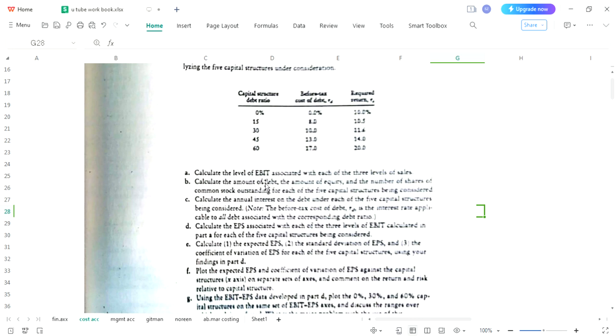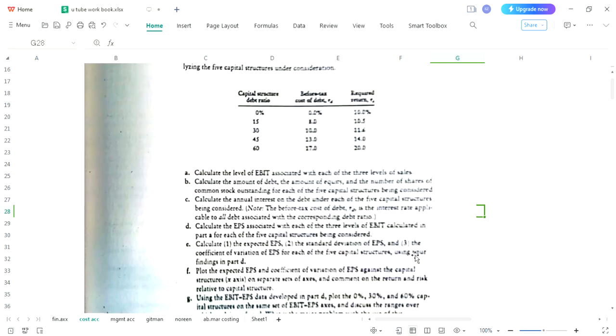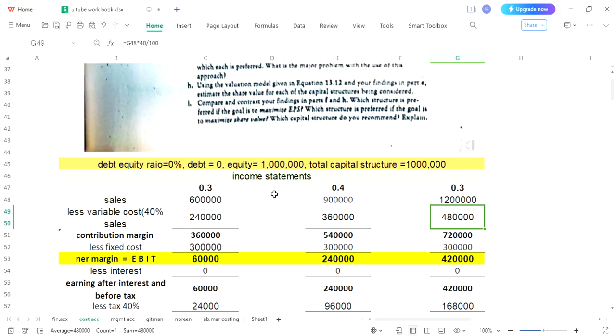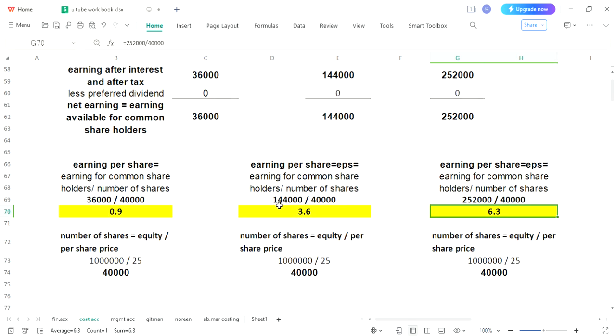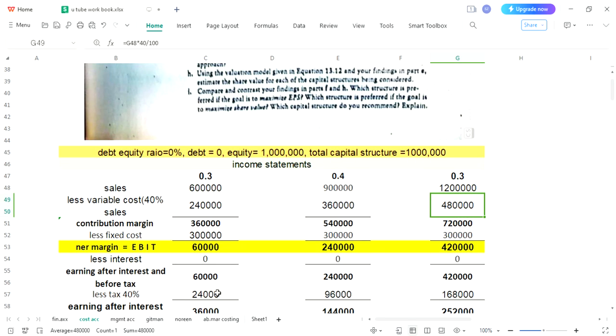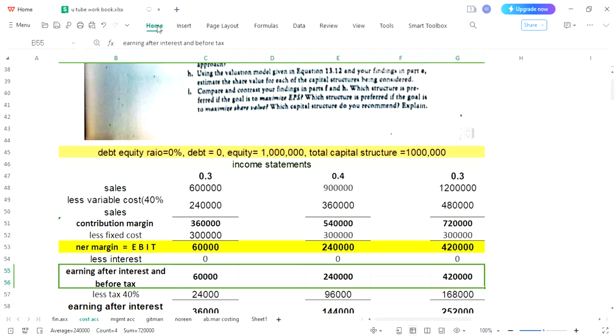Let me show you. EBIT was calculated over here. Answer is highlighted: 60,000, 250,000 and 420,000. These are your EBITs. And then for B part, amount of debt. Look over here, amount of debt is 0 for all three options. And then at C part, annual interest. This was your third part, amount of interest was calculated. So we have to mark it as well. This was your requirement, earning before interest and tax.